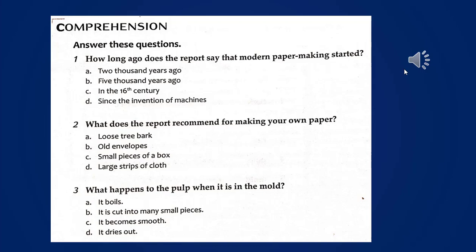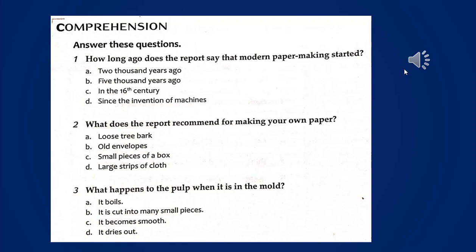Okay, so the right answer is, let's just give you two options, A and B. 2,000 years ago and 5,000 years ago. So the correct answer is letter A, sorry. The report they have mentioned about the 2,000 years ago about modern paper making in China, right?